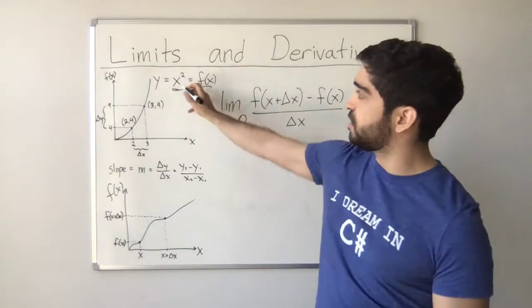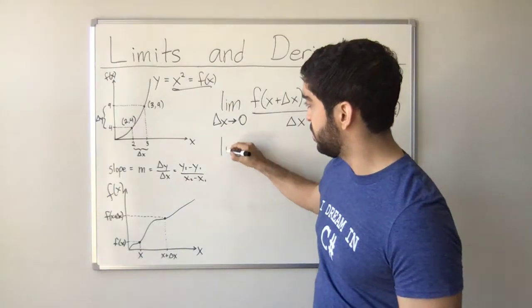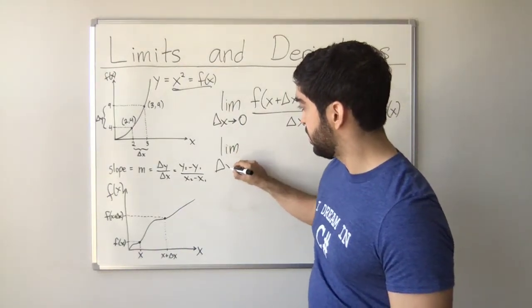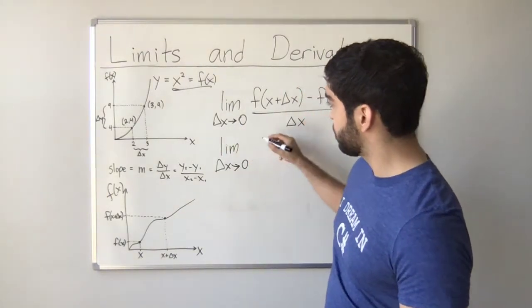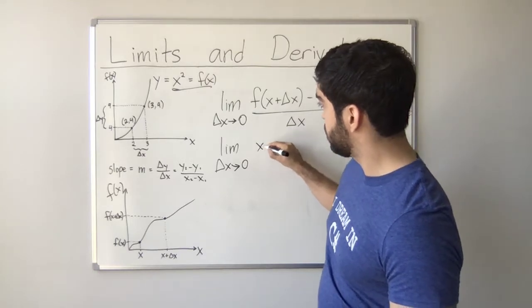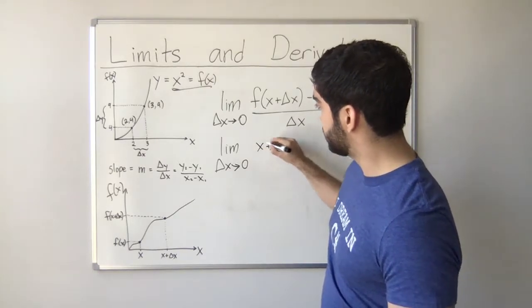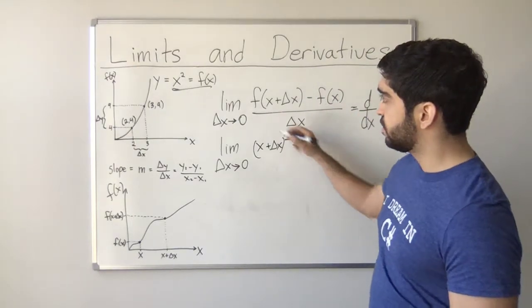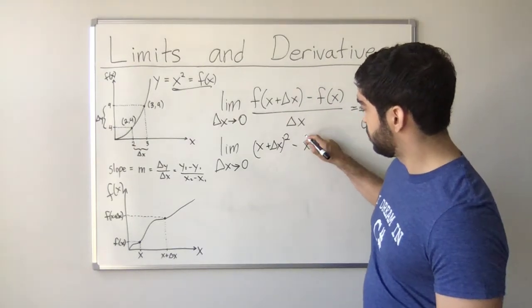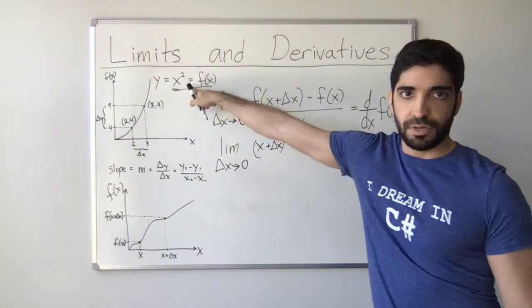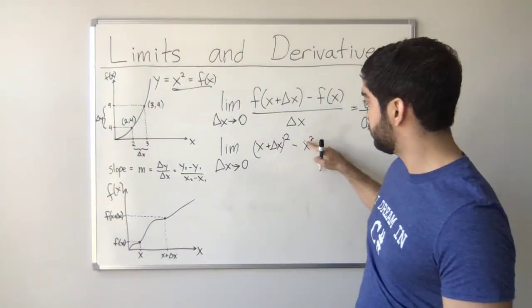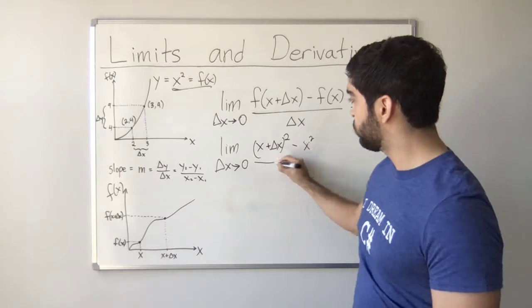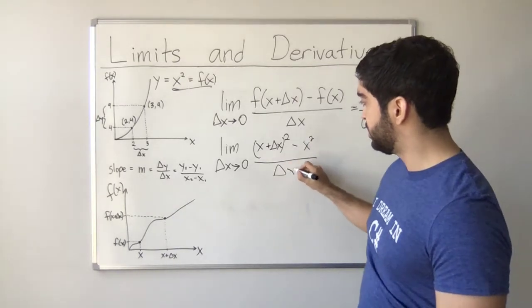So we'll plug in x plus delta x in the x squared. So we have the limit as delta x goes to 0 of x plus delta x squared minus x squared, right? Because x squared is our function, our f of x here. And then this we will divide by delta x.